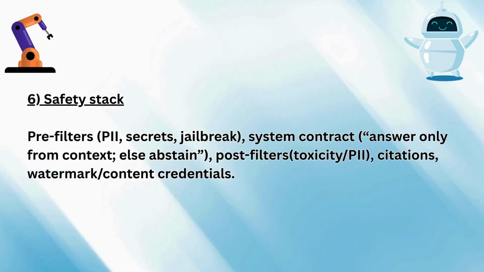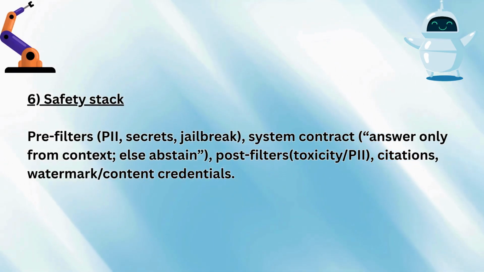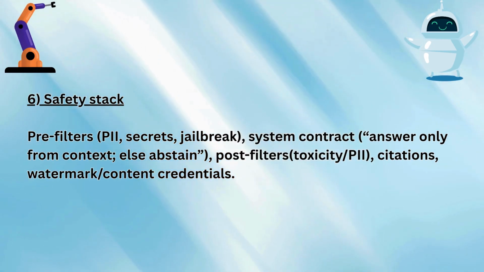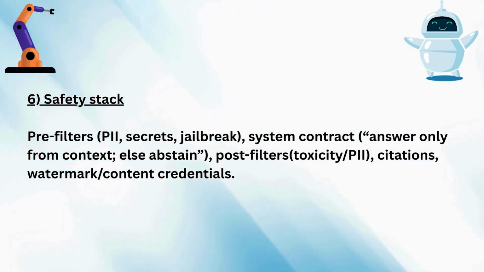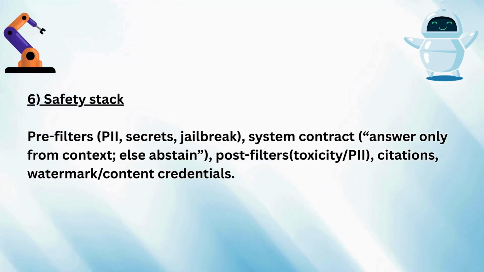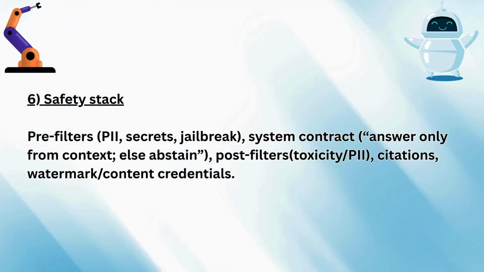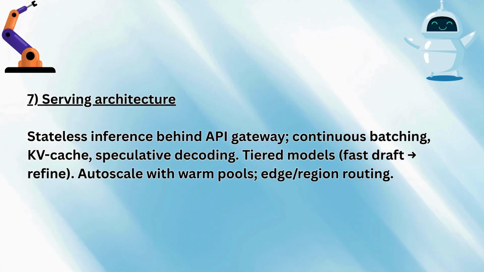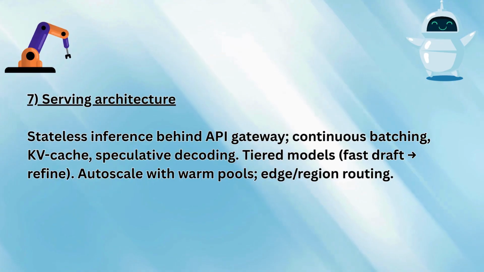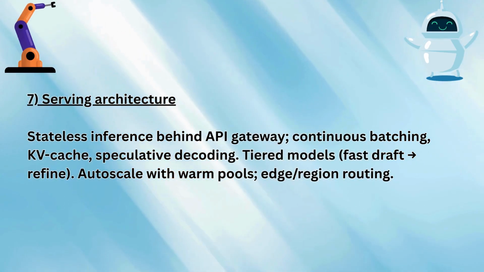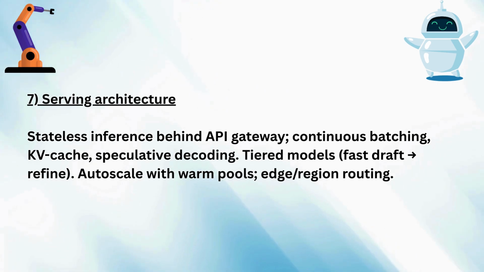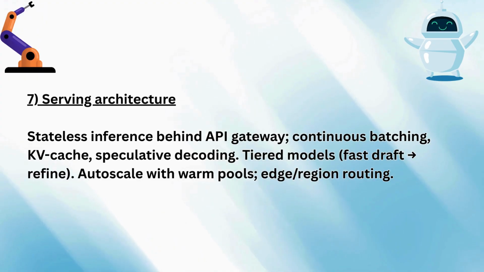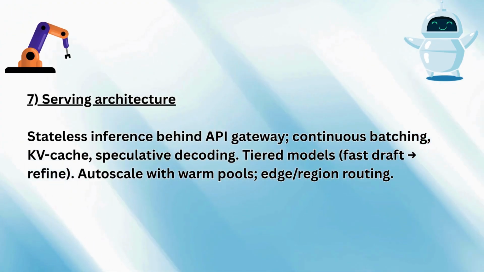6. Safety stack. Pre-filters: PII, secrets, jailbreak. System contract: answer only from context, else abstain. Post filters: toxicity or PII. Citations, watermark, content credentials. 7. Serving architecture. Stateless inference behind API gateway. Continuous batching, KV cache, speculative decoding. Tiered models, fast draft to refine. Autoscale with warm pools, edge region routing.